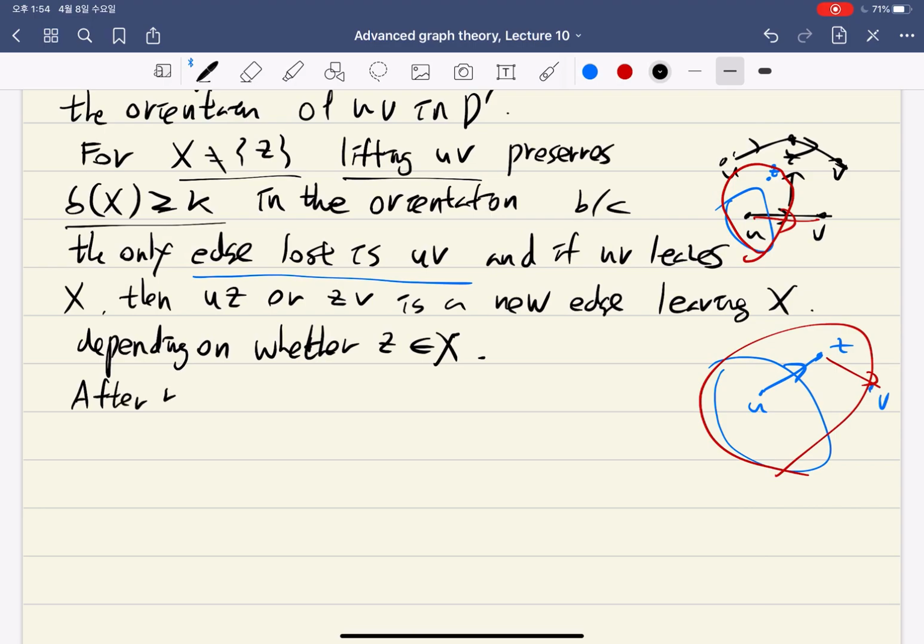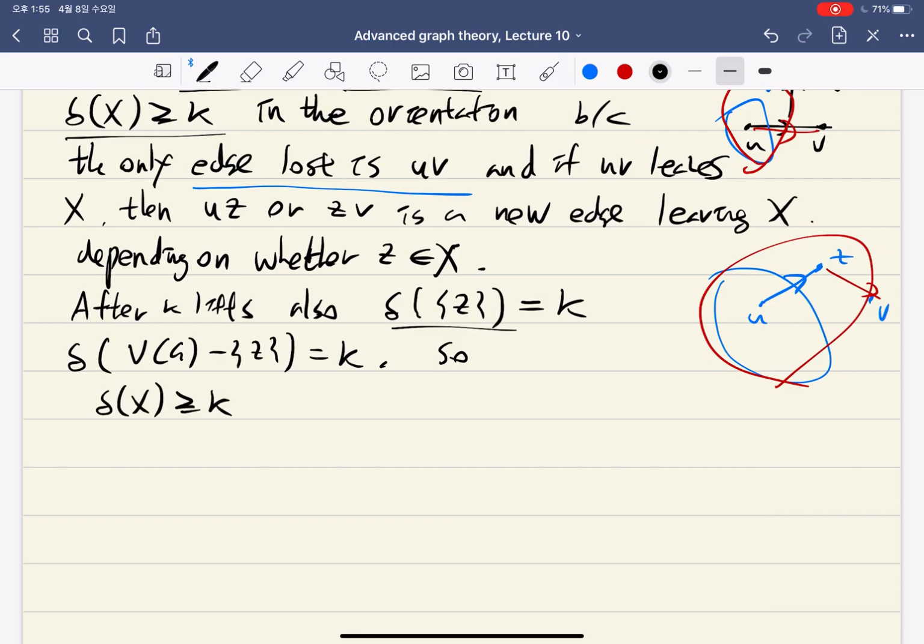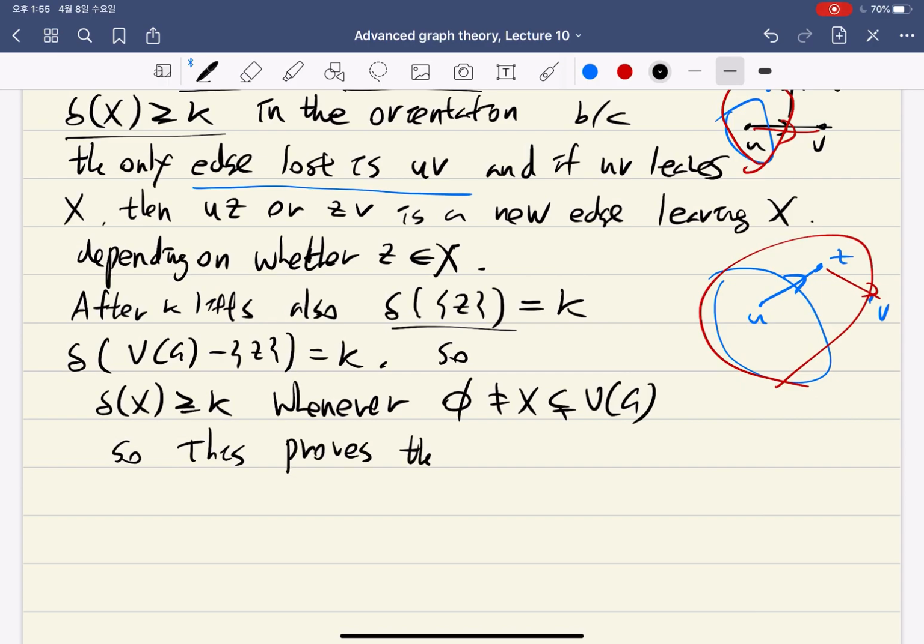And for X equal to g and its complement, we also have that the out-degree of g is k, and the out-degree of the rest is also k. So delta X is at least k whenever this X is a non-empty proper subset of G. So the resulting orientation is kh-connected, and this proves the theorem.